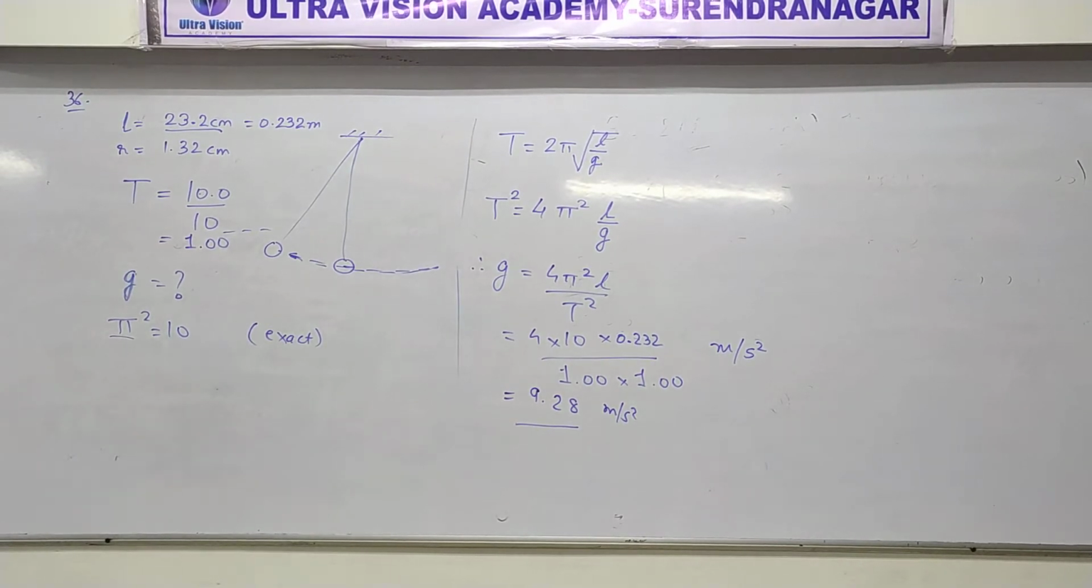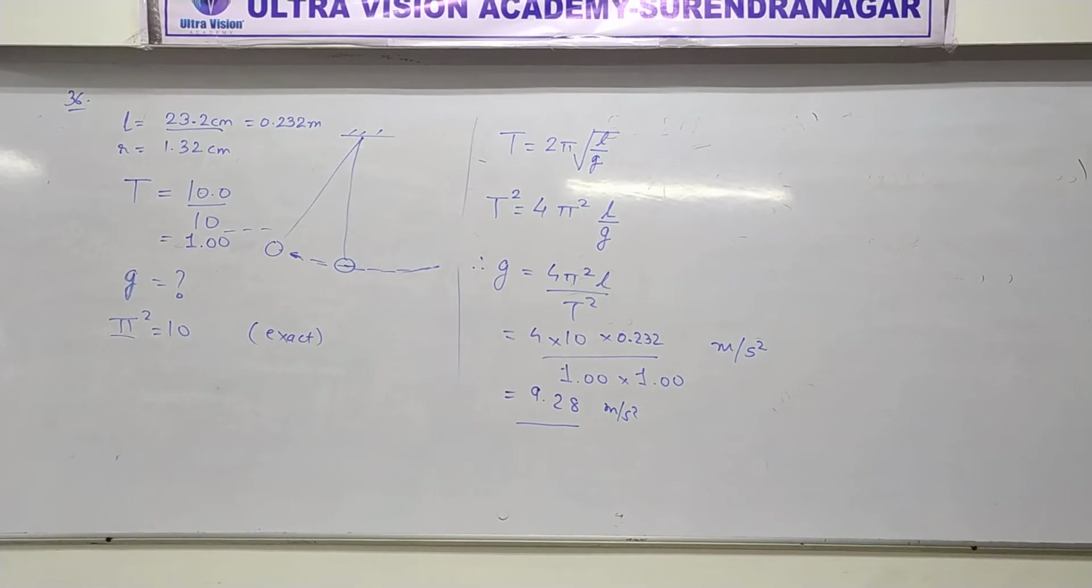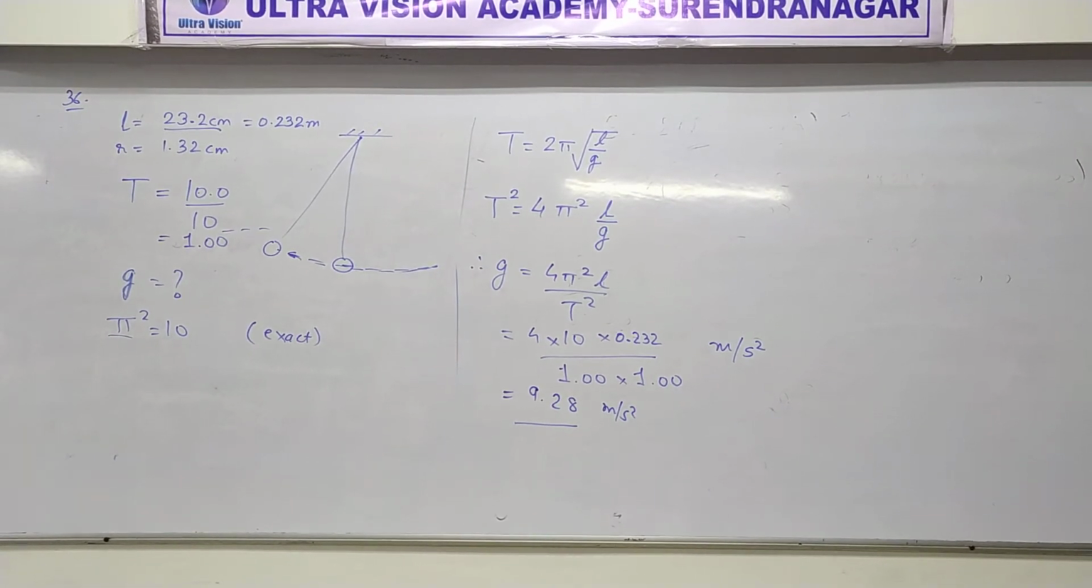Look at the options. Does any one of the options match? A is 9.8 meter per second square. No. B is 9.8 0 meter per second square. C is 9.8 00 meter per second square. And D, what do you think? None of these. Is that clear? Because the value doesn't match. You understand what I am saying?